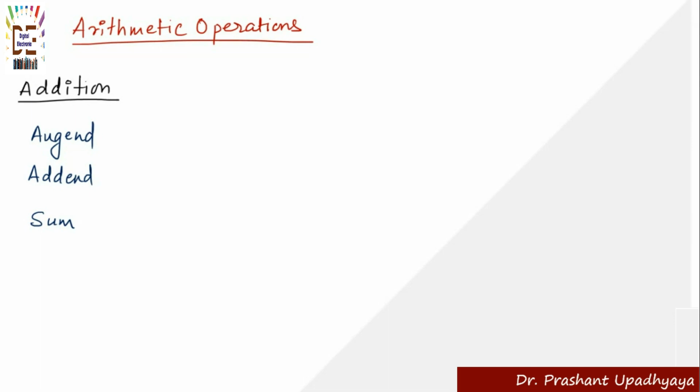Let's take an example first. Let's say I have a 5, and I'm adding a number 4 to it. So 5 plus 4 will give me a sum of 9. So 5 will be my augend, 4 will be my addend, and 9 will be my sum. Whenever you go for digital electronics, you will find this terminology.